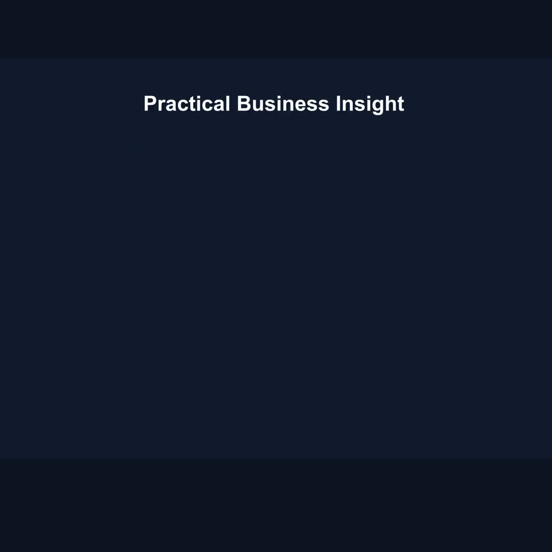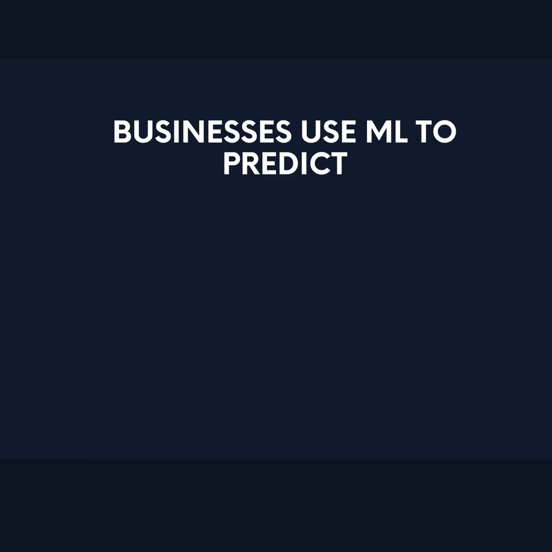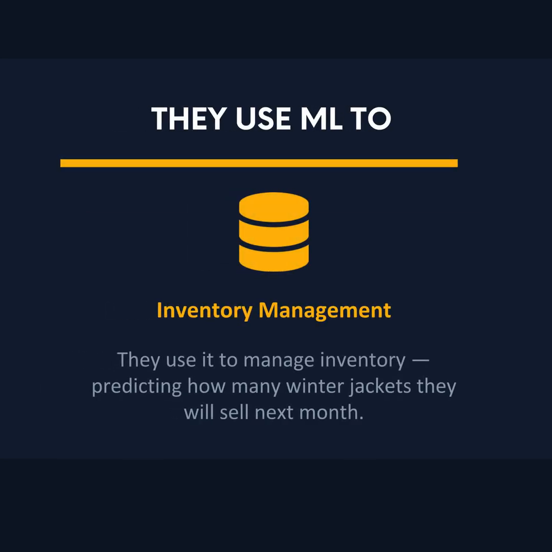Practical business insight. This is crucial for us to understand. In the business world, data is the new oil, but oil is useless until you refine it. Machine learning is the refinery. Businesses use ML to predict customer churn, meaning knowing which customers are about to leave your service so you can give them a discount first. They use it to manage inventory, predicting how many winter jackets they will sell next month.